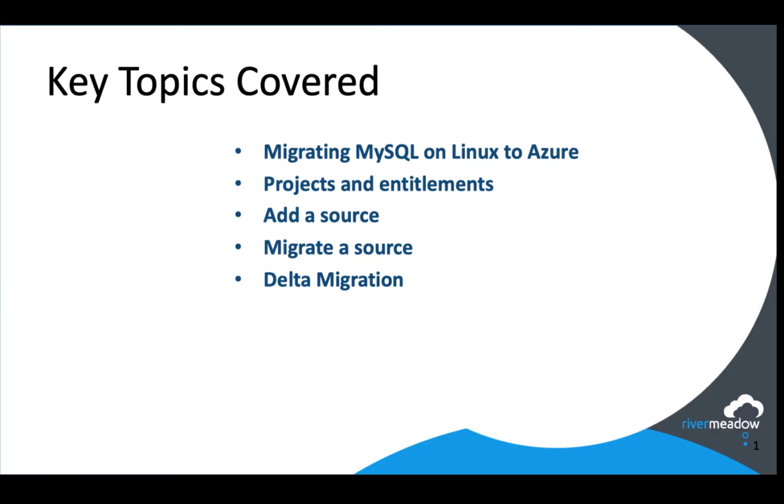So what we covered in this video was how we migrate MySQL on Linux to Azure. We looked at projects and entitlements and how those can be used to isolate the resources that we're using, how we can add a source and how simple that was, simply an IP address and password, how we can then migrate that source across to Azure using our tool, and then how we use a Delta migration to make sure that any changes that have happened get copied across to the target machine in a timely and accurate manner.